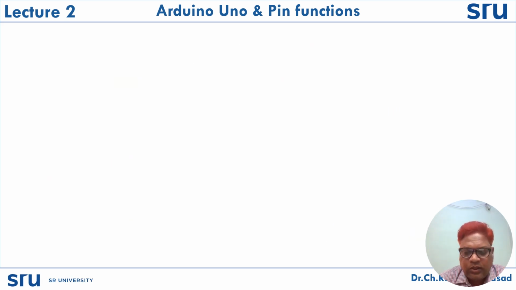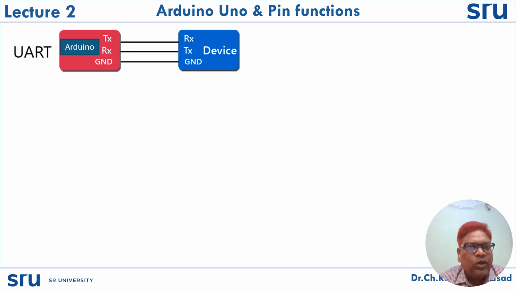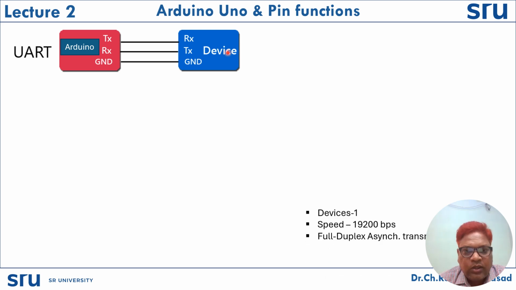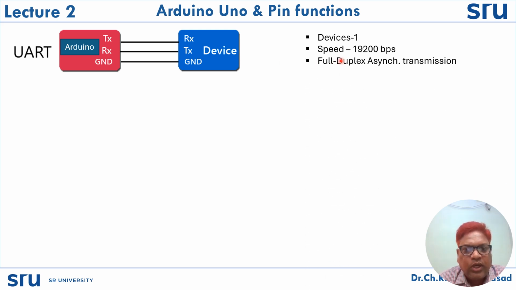Now let us discuss the complete description of these 3 serial communication ports. First, we will discuss UART. UART stands for Universal Asynchronous Receiver and Transmitter. Let us consider this is our Arduino UNO, which has the first pin as TX, the 0th pin as RX, and ground. These 3 pins are connected to another device for serial communication between Arduino UNO and the device. And these are some of the features of UART.